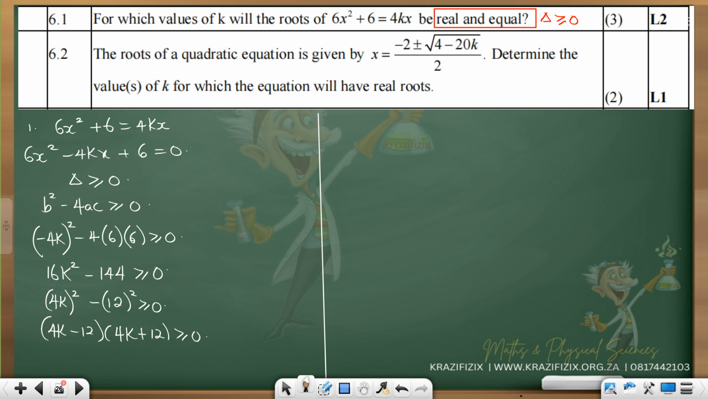Is the entirety of b not negative 4kx? No, b is 4k. Remember, ax squared plus bx plus c. 6x squared minus 4kx. Can we compare? Check that. My a is 6. My b is negative 4k, because b is the coefficient of x. Are we okay there? Yes, sir. Thank you, sir. All right, awesome.